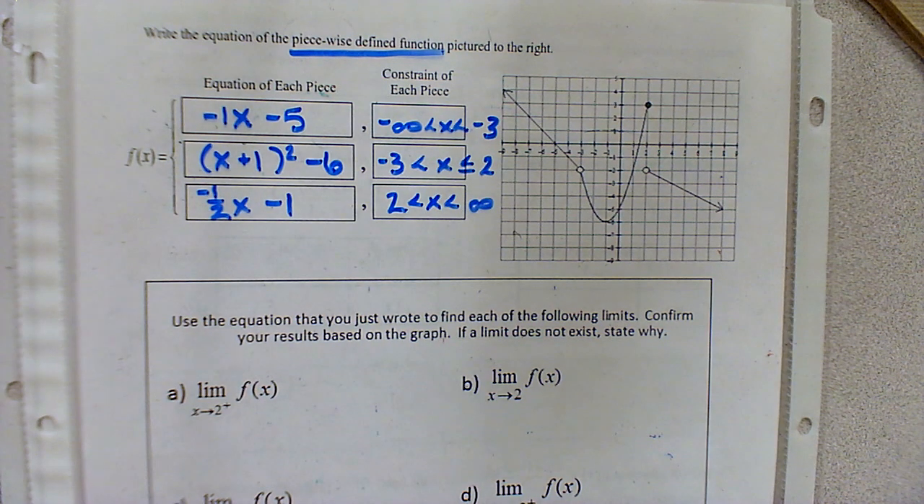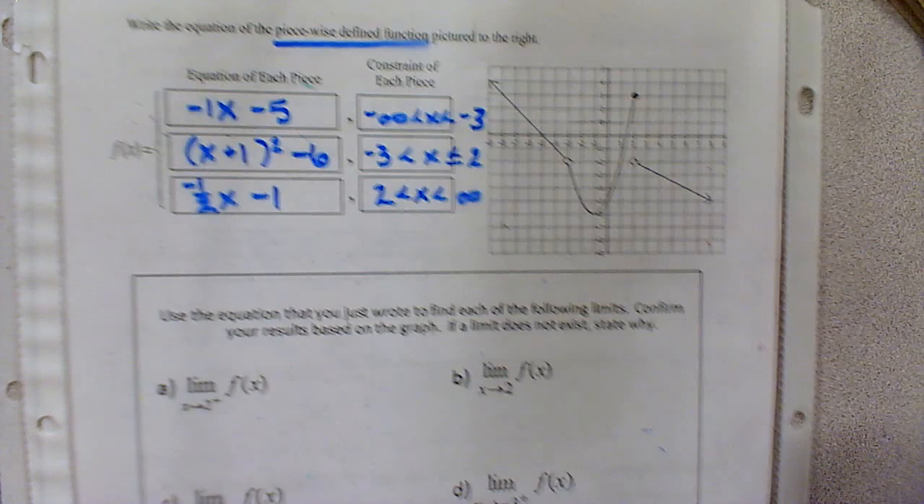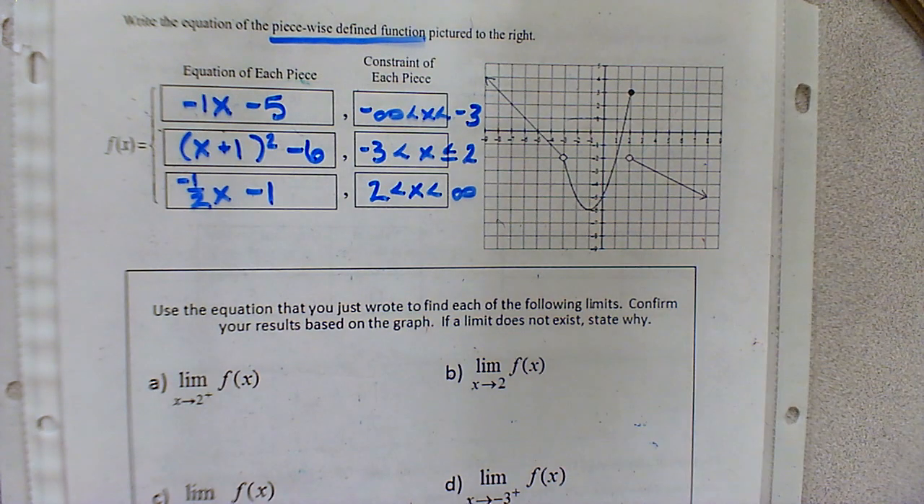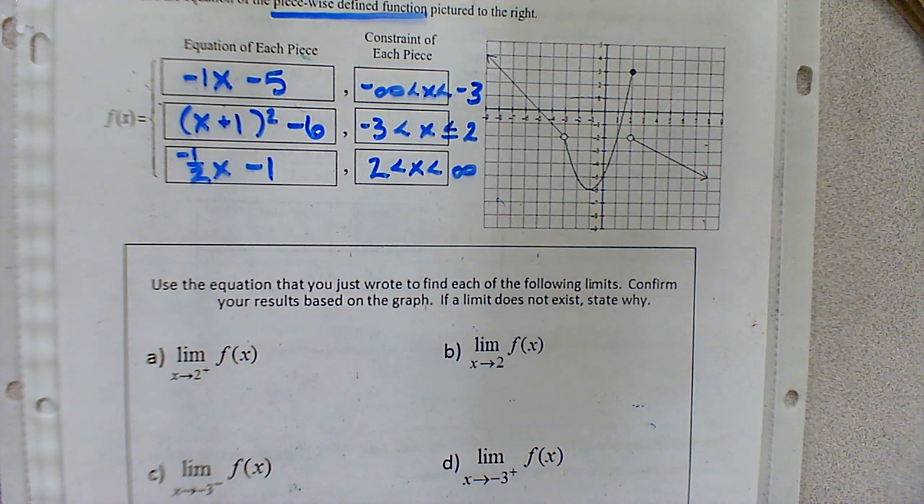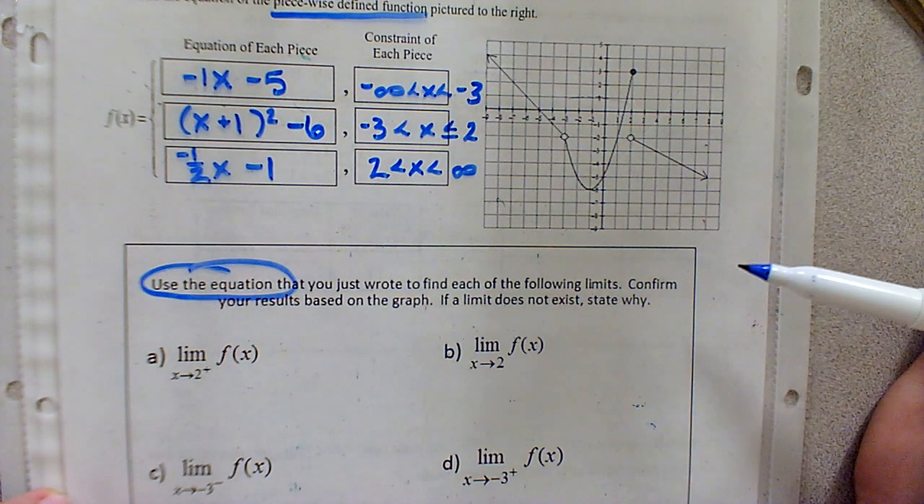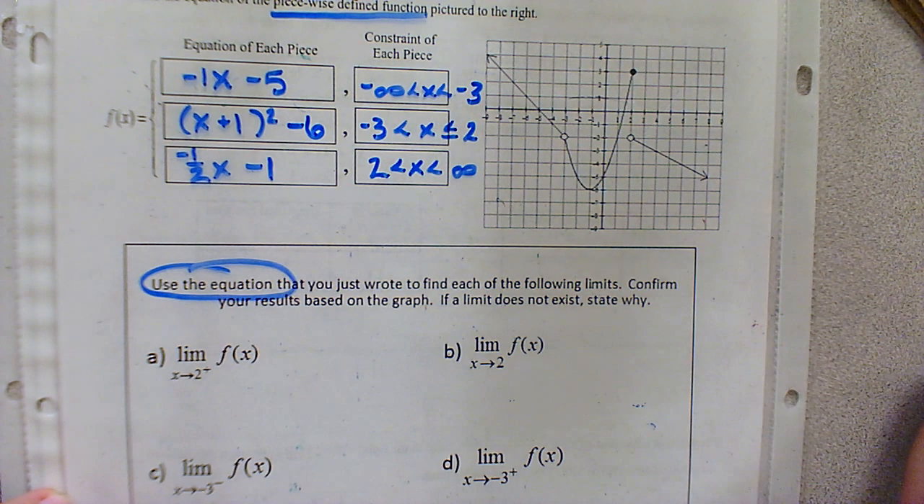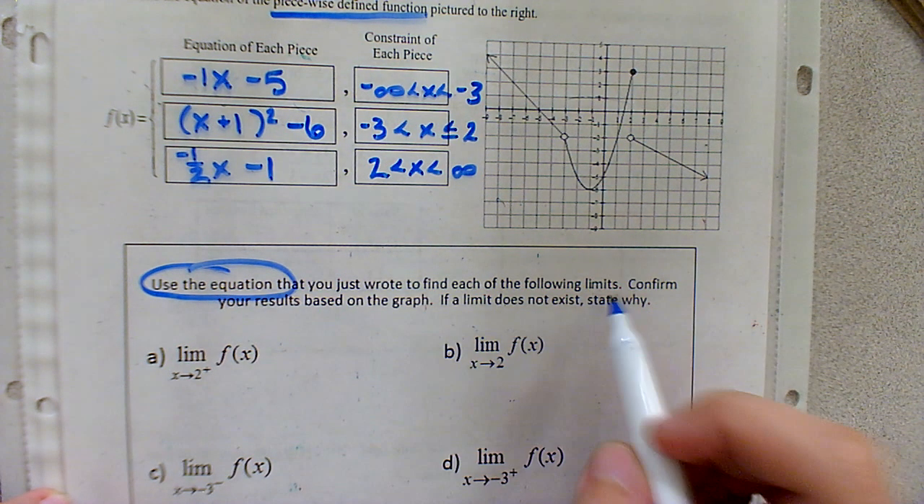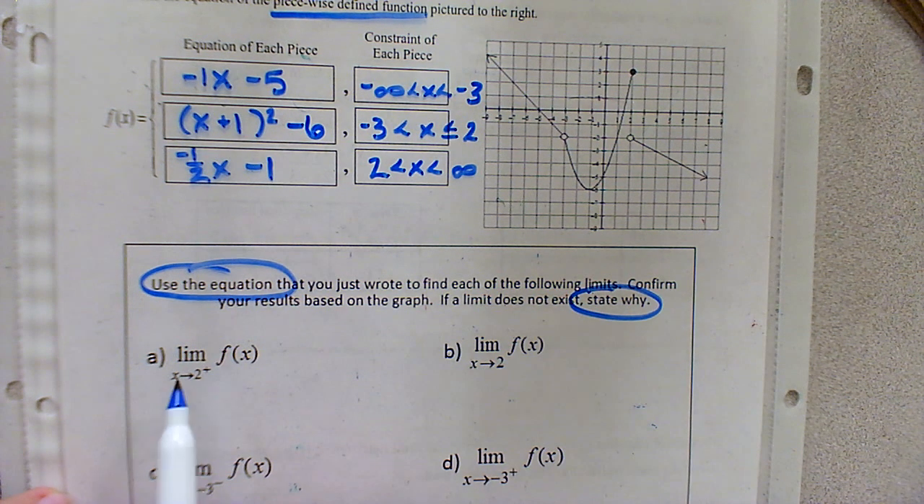Alright, so now that we have our piecewise defined function, we're going to pretend that we don't know the graph, and we're going to move on to some of these limit statements. So just by using the equation, we're going to try to find these limits and confirm our results based off the graph. If a limit doesn't exist, we'll be sure to state why.